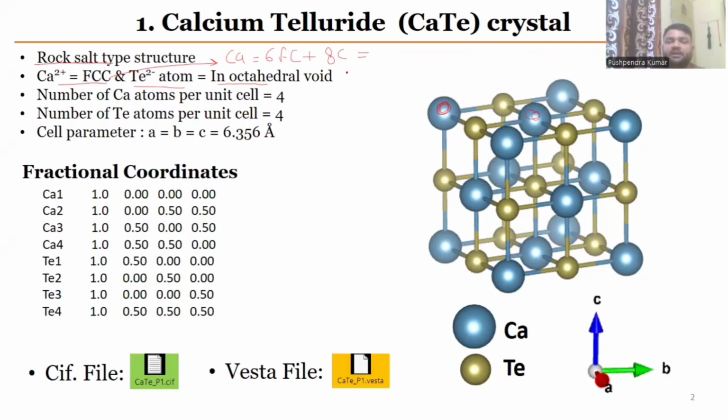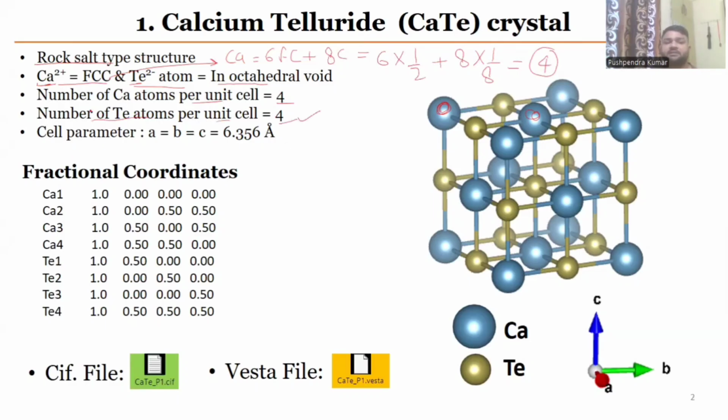We can find out the number of calcium atoms in one unit cell. There are 6 faces and the contribution at each face is 1/2, and 8 corners and the contribution at each corner is 1/8. So the number of calcium atoms per unit cell is 4. Due to neutralization, the number of tellurium atoms will be the same, so the number of tellurium atoms per unit cell is also 4.